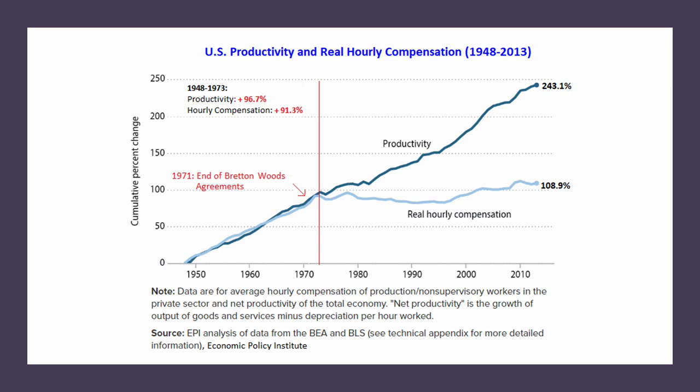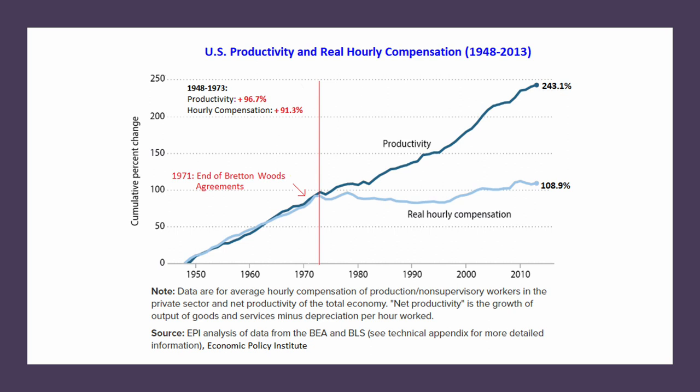This goes back 1948 to 2013. This is a study. I won't expect you to understand every aspect of this, but just understand that that dark blue line is the productivity of the economy, the growth in the domestic product, the value of the goods and services that our economy was producing. It's growing and growing and growing, right? And the light blue line is wages, the real wages that people were receiving.